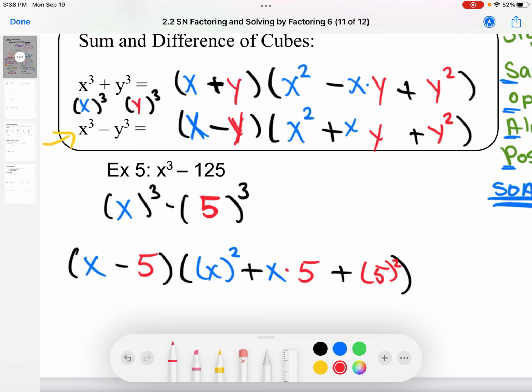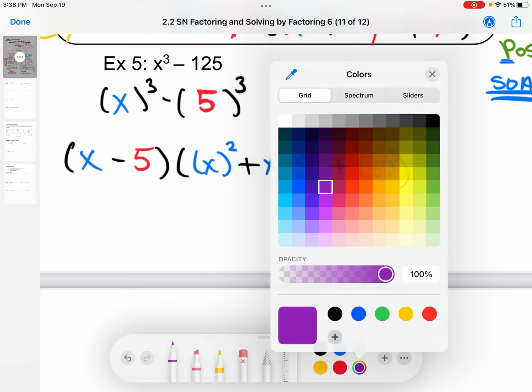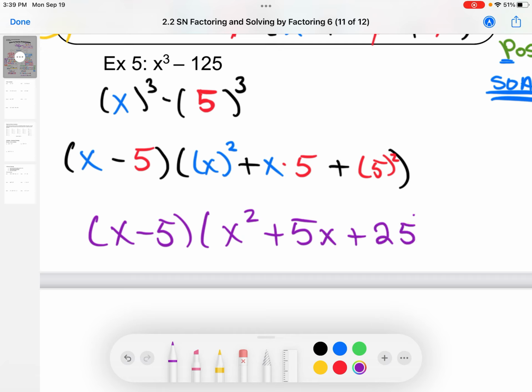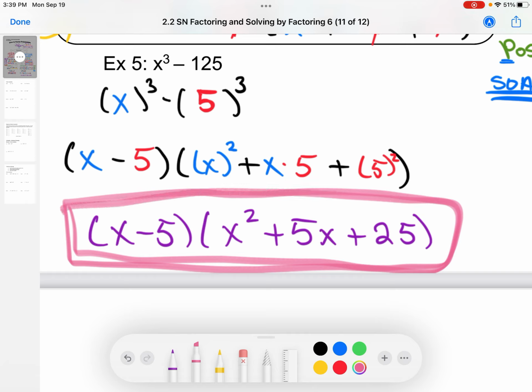We plugged in to the factoring formula. Now, as we keep going with this, we do need to clean this up and simplify it a little bit. That first parentheses is fine, x minus 5. Second parentheses, clean it up a little bit: x squared plus, we usually write this as 5x, then plus 5 squared is 25. So this is the form we want to use as our final answer.